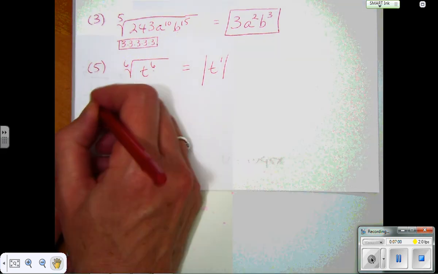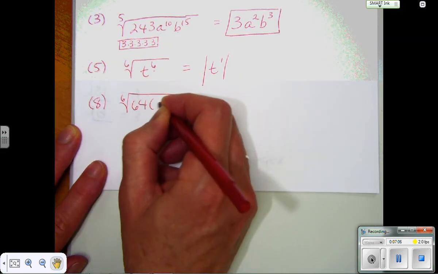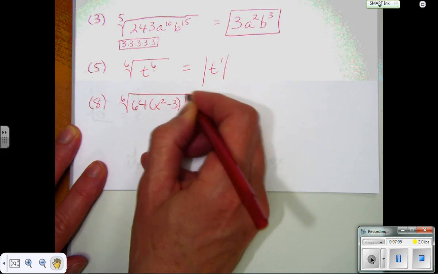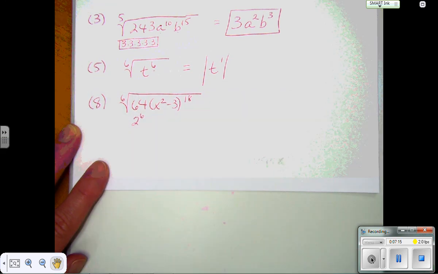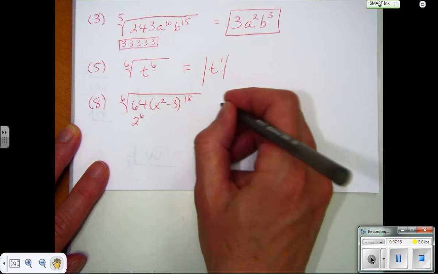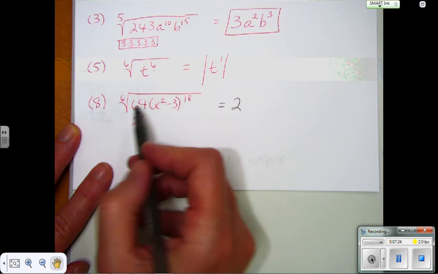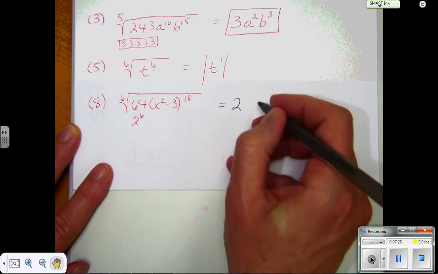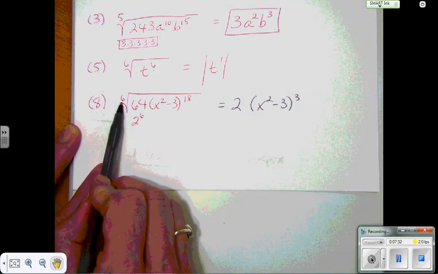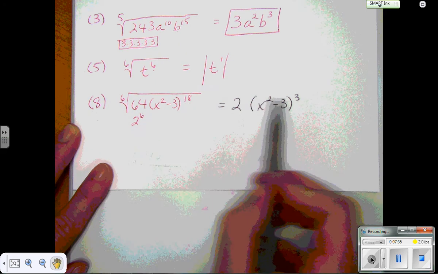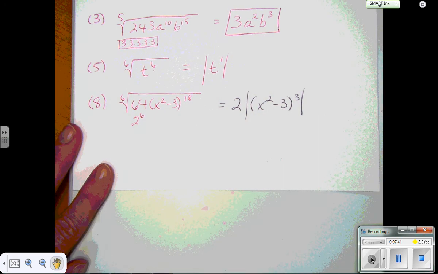the sixth root of 64 times x squared minus 3 to the 18th power. Okay, so 64 is actually 2 to the 6th power. So to take that root, that's going to be 2. And then for the x squared minus 3, 6 goes into 18 3 times, so I'm going to have x squared minus 3 cubed. Since I started with an even index, even exponent, went to an odd exponent, I have to put absolute value around that variable. I don't have to put it around the 2 because I can show that it's positive just by keeping it positive.